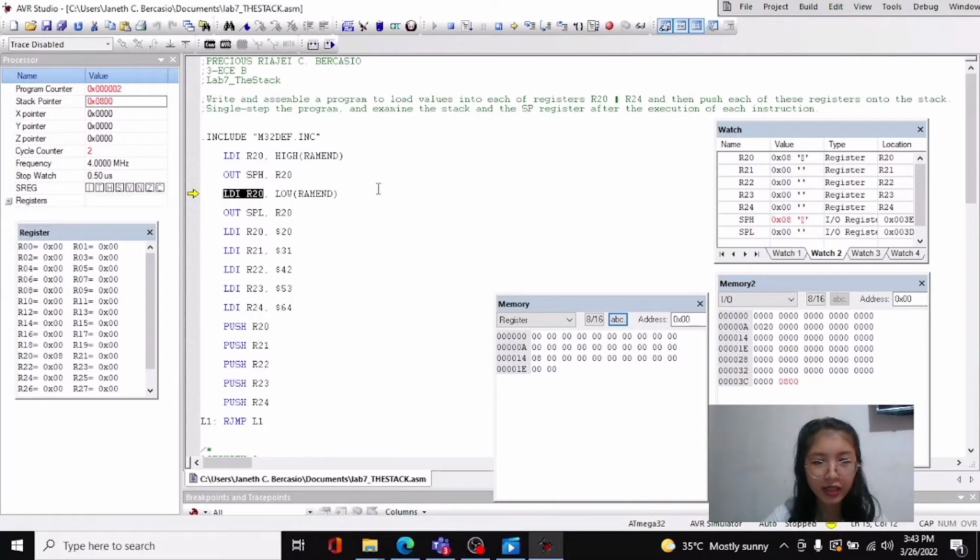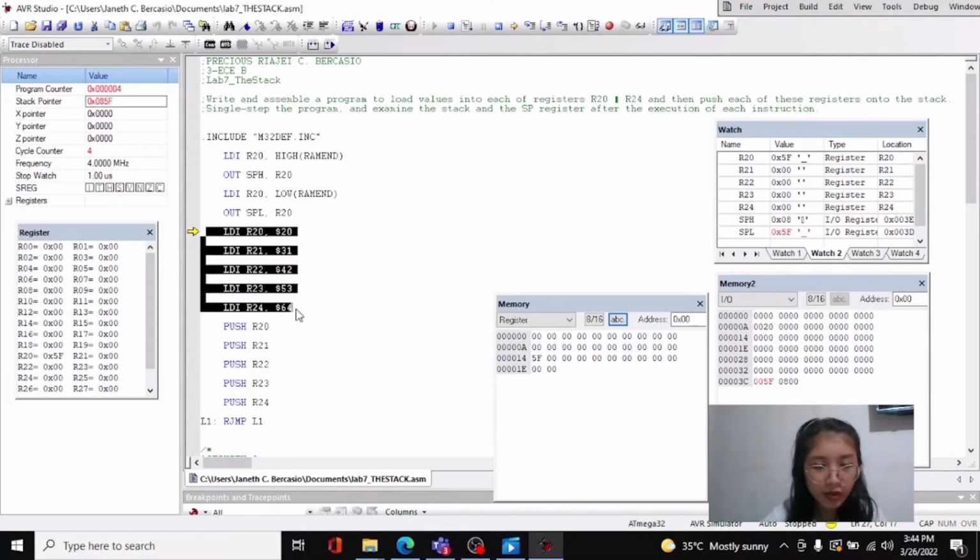For this line, our R20 became 5F hex. We can see here that from 08 hex it changed into 5F, but our stack pointer remained 08 hex. In this instruction, on the SPL, which stands for stack pointer low, we can see that 5F is loaded onto our stack pointer, our R20 is 5F, and it is loaded into our low RAMEND. Here our SPL equates to 5F hex.